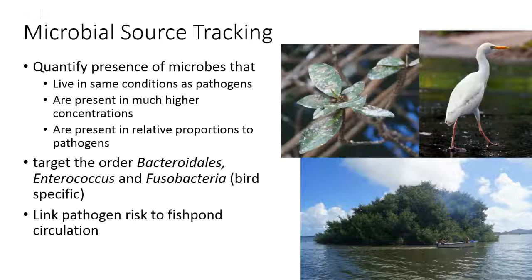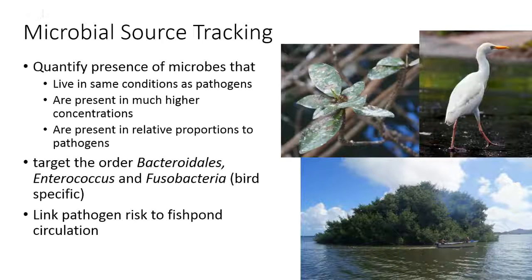So we use these indicator bacteria to get an idea of what's in the water and what it could be associated to, basically. And the target indicator bacteria are Bacteroidales and Enterococcus, which are both bacteria that can come from humans and animals.